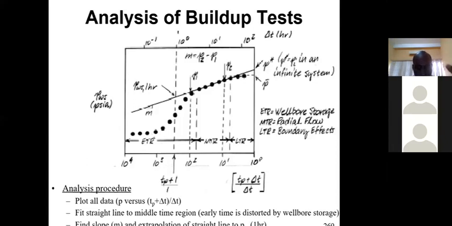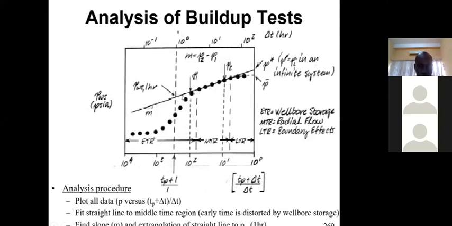Now, if you take a look at this plot, on the lower x-axis, you have Horner's time plotted. That's Tp plus delta T over delta T. On the top, you actually have shut-in time plotted. I will come back to the issue of shut-in time, but for now, I'm dealing with the Horner's time.